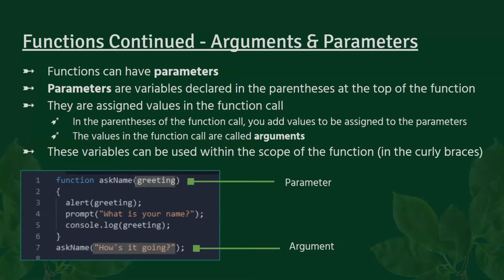No, it wouldn't. It would just print, how is it going? But if we had it as, how is it going, plus, remember our concatenated statements? If we said, how is it going plus greeting, it would say, how is it going, Willa? But for right now, it just says, how is it going? And then it stores my name as the variable greeting.